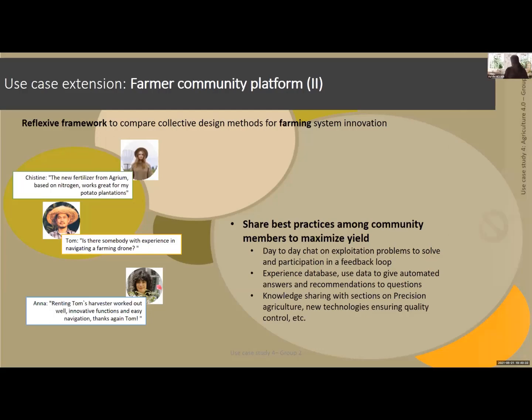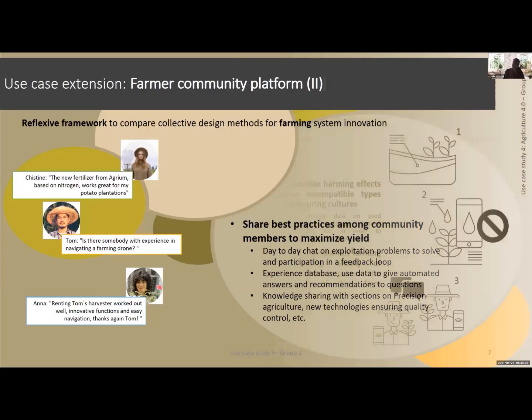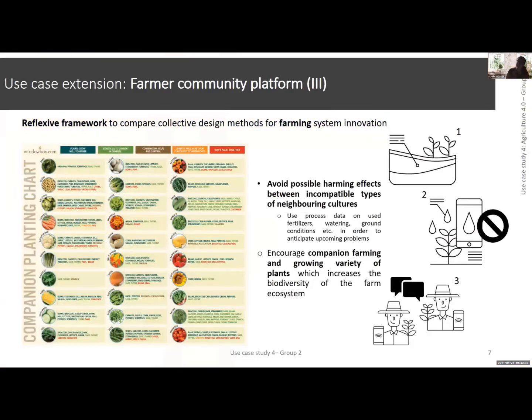And now I'm going to let Natalia talk about another aspect of our farmer community platform. Thank you, Aurélie. So to extend our use case even further, we were thinking about which problems we can potentially solve by having this community platform. And one of them was incompatibility of neighboring cultures. As we see in this picture on the left side, it is called the companion planting chart, where you can check whether particular plants are okay to be grown nearby together or not.